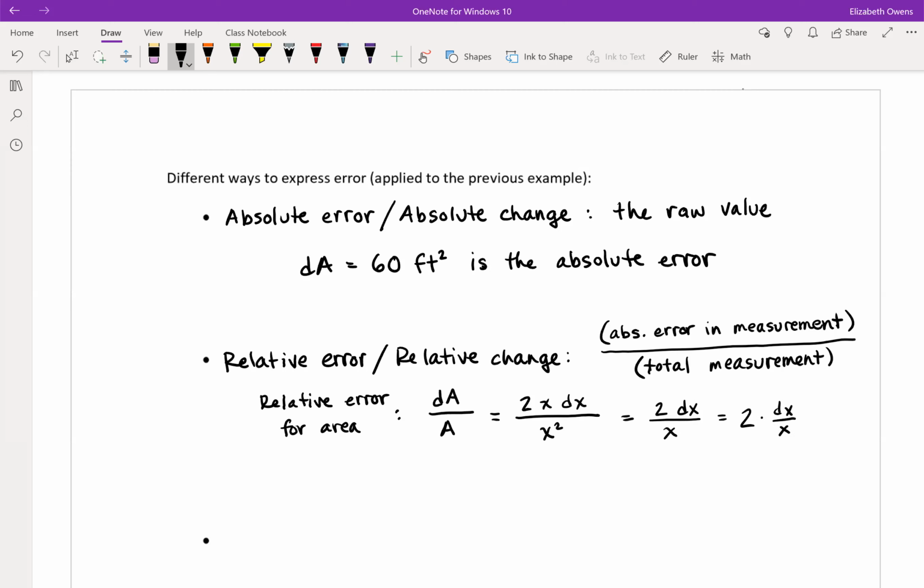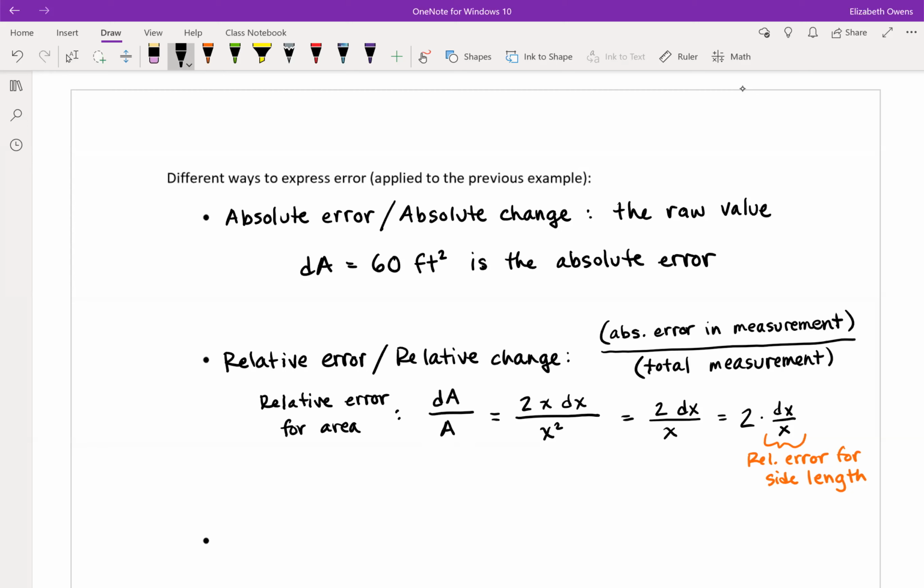And that little dx over x there is itself a relative error. Okay, that's the error in measuring the side length over the side length itself. Okay, so this is relative error for side length. So that's kind of interesting that you can spot the relationship between those two so quickly, so nicely. If you want to find your relative error for the area, it would just be twice whatever your relative error for the side length was.